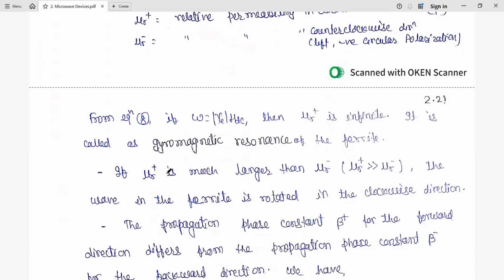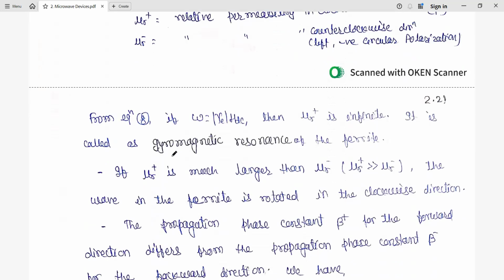So again, what is the gyromagnetic resonance? We have omega equal to modulus of gamma into H DC, that is the DC magnetic field. Then mu r plus is going to become infinite. So this is called the gyromagnetic resonance of the ferrite.